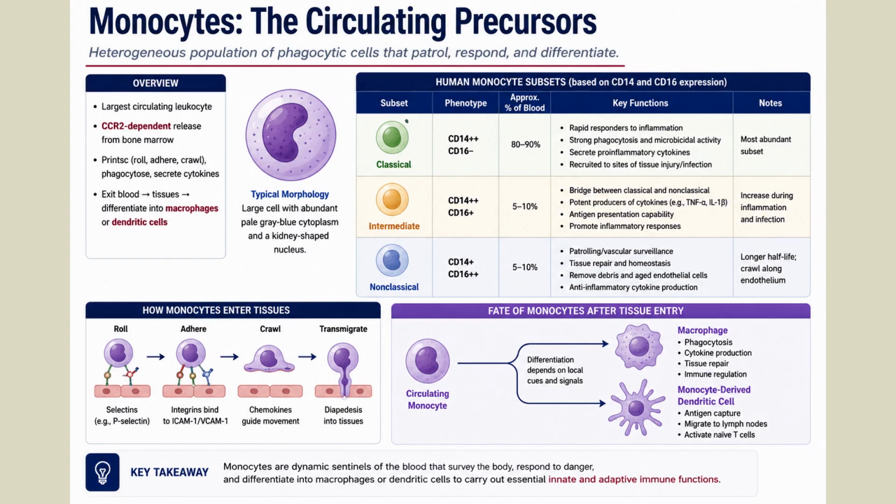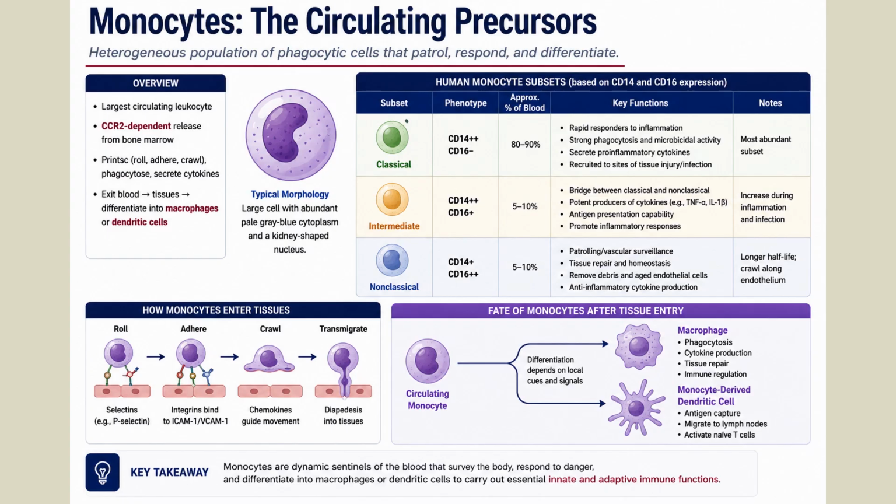But what makes monocytes especially interesting is that the bloodstream is often more of a highway than a final destination. In response to appropriate signals, monocytes can leave the bone marrow, circulate through the blood, interact with vascular endothelium, and eventually migrate into tissues. The sequence shown on the slide, rolling, adhesion, crawling, and transmigration, illustrates that leaving the circulation is an active, highly regulated process.